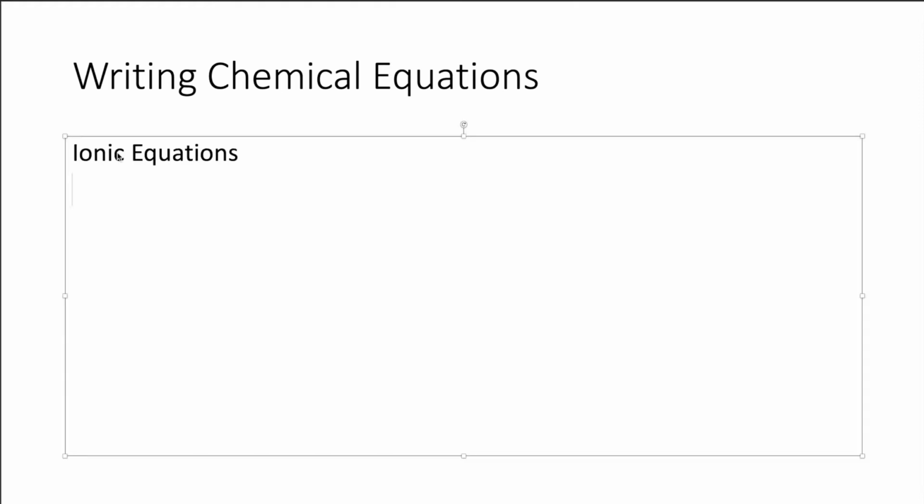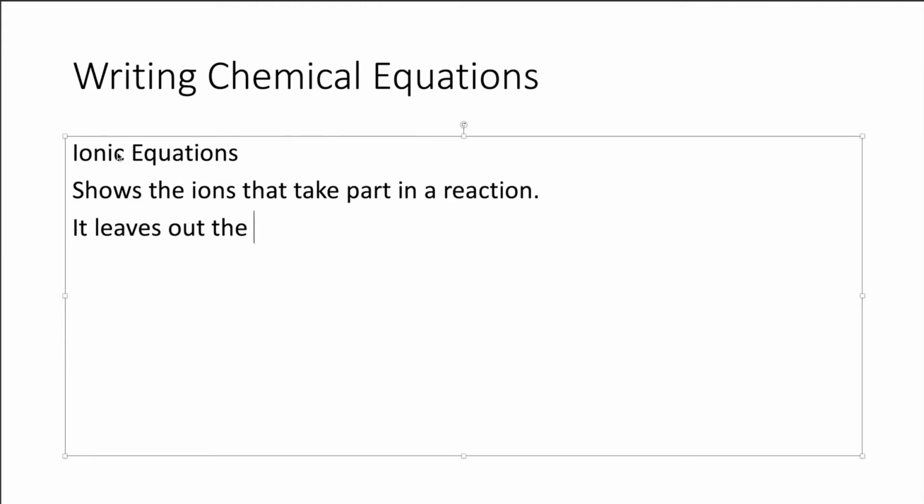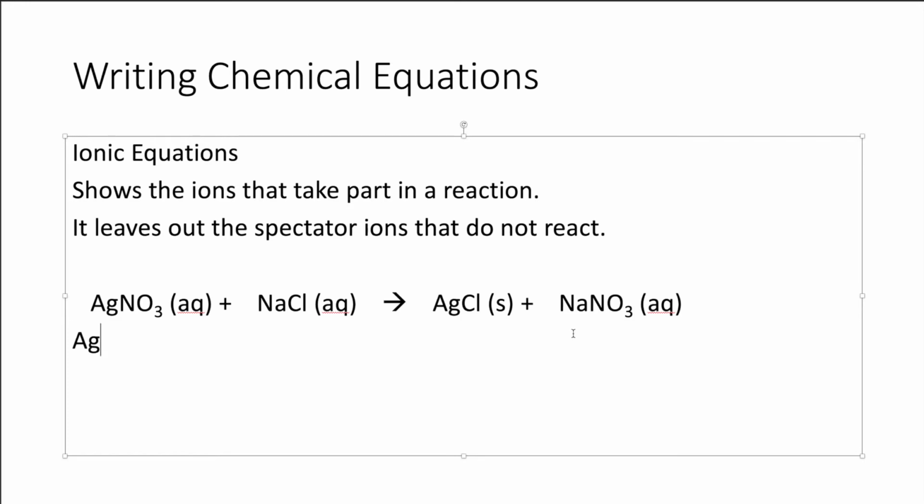Okay, next will be the ionic equation. Ionic equation sounds very scary, but it's actually quite straightforward. The definition of an ionic equation is that it shows the ions that take part in the reaction and leaves out the spectator ions that do not react. It sounds very bombastic, but the method is actually quite simple. Whenever you see a solid, liquid, or gas, you do not split them. You only split the aqueous ones.